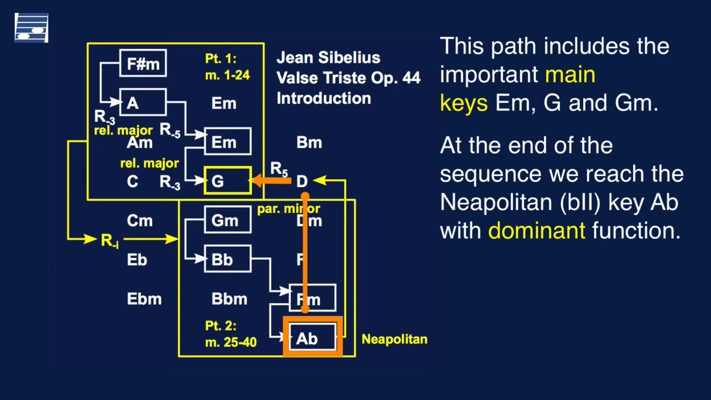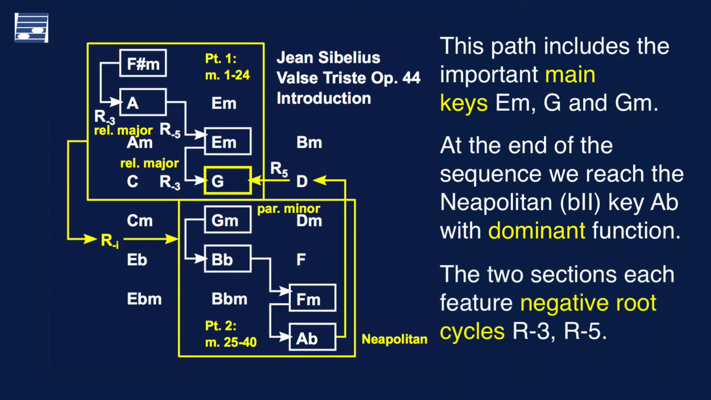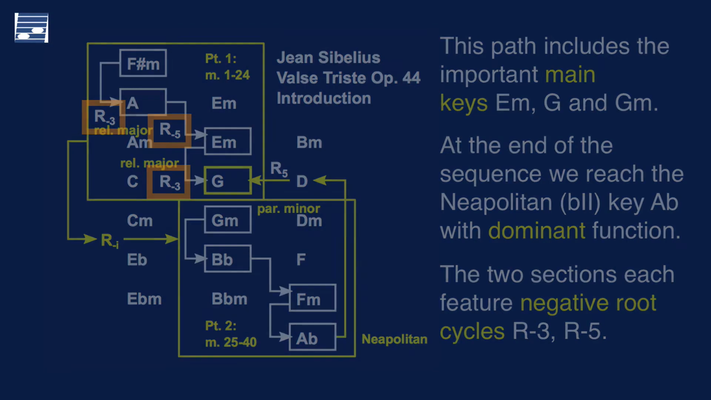This has dominant function and returns to the main tonic G major through a 5-1 cadence, using the D dominant 7th chord. At the local level, the root movements are characterized by negative diatonic root cycles R-3, R-5 and R-7. These contribute to an inconclusive floating harmonic mood.